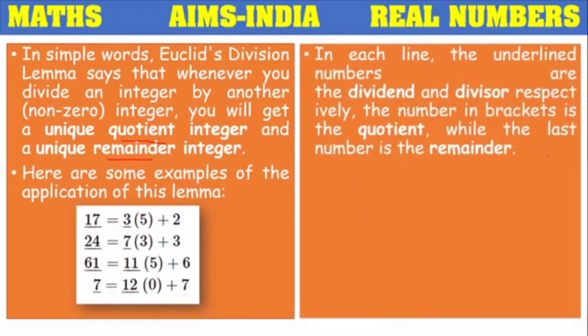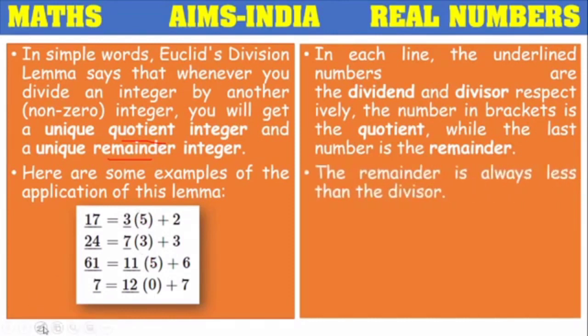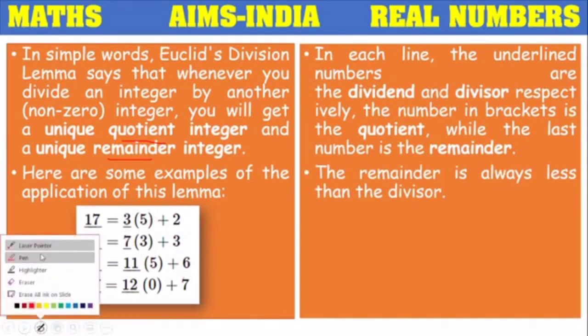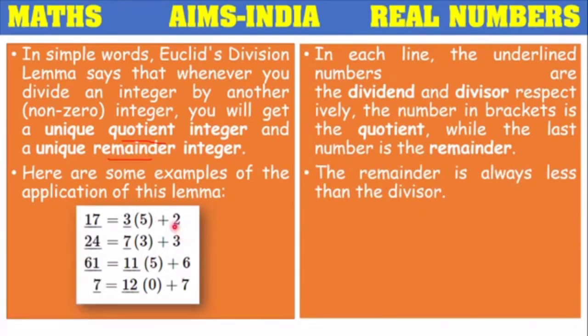So in each line, the underlined numbers are the dividend and divisor respectively. Here 17, 24, 61, 7: these four are the dividends. Another group of underlined numbers, 3, 7, 11, 12: these are the divisors. The numbers in the brackets, here 5, 3, 5, 0, are the quotients. And these four are the remainders.